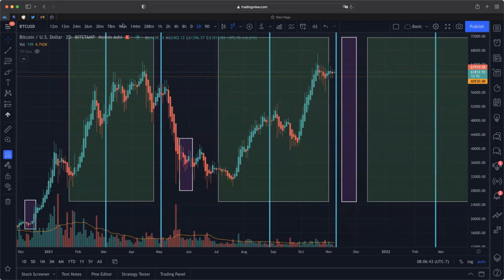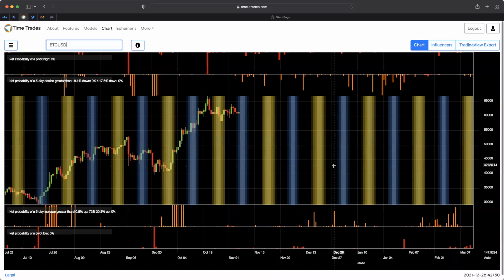Okay, so this visual representation of those cycles are kind of captured with a little bit more granular detail here in time trades, and we start to see some days of potential pump starting in mid-December. So some real interesting confluence between these analysis techniques, and I hope this can help us all make a little bit of money over the next couple of weeks trading.